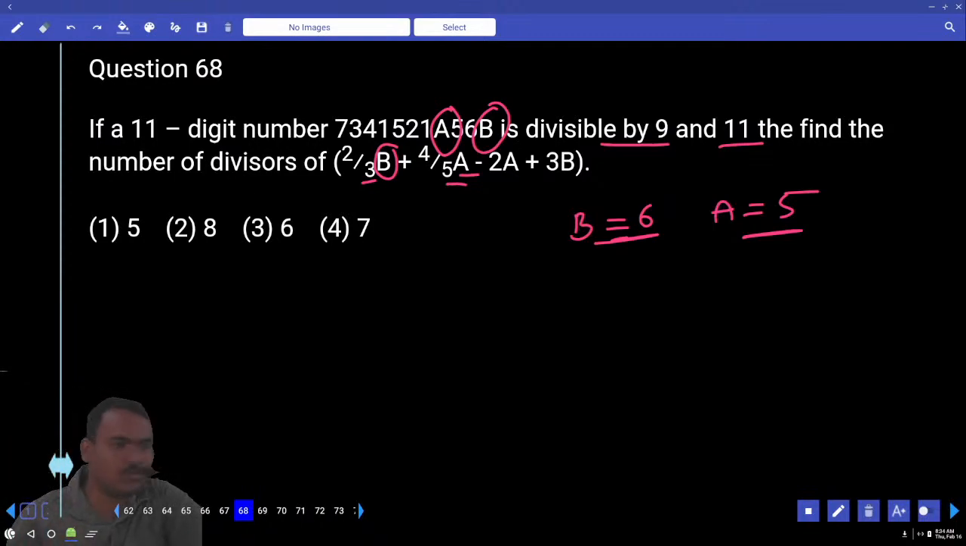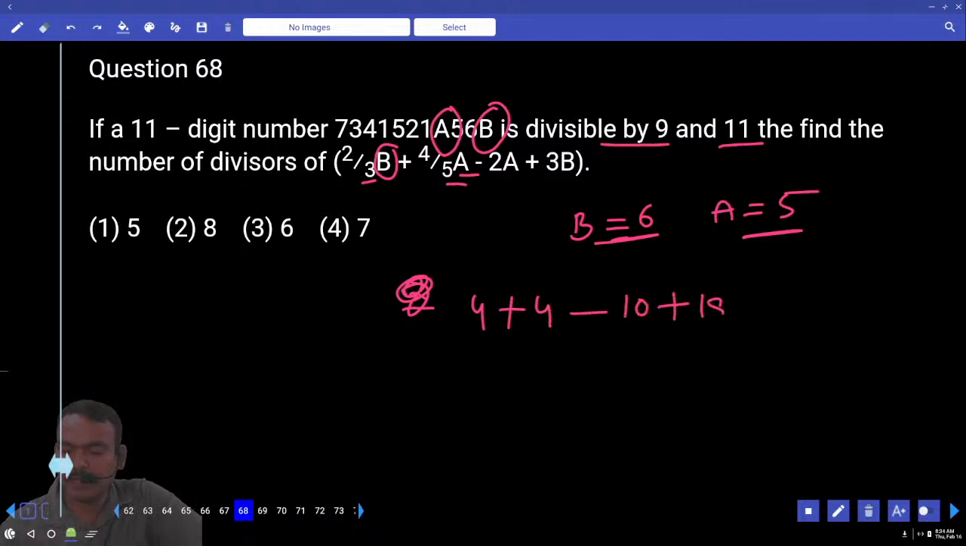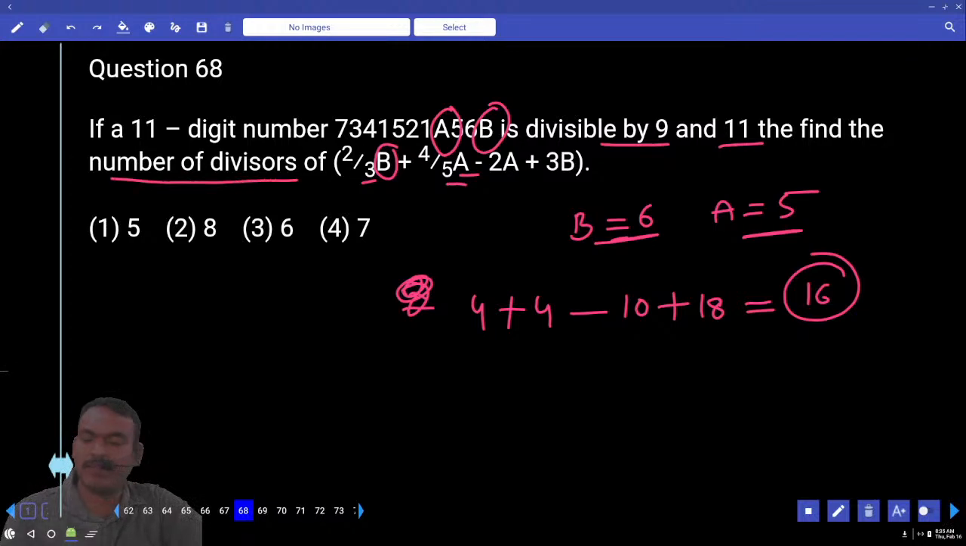And what is the question here? 2/3 of B means 2/3 of 6, which is 4. Next, 4/5 of A means 4. So 4 minus 2A, which is 10, plus 3B, which is 18. 4 plus 4 is 8, 18 plus 8 is 26, minus 10 is 16. What is the question here? Find the number of divisors of this value. What is the bracket value we are getting? 16. We require the number of divisors of 16.